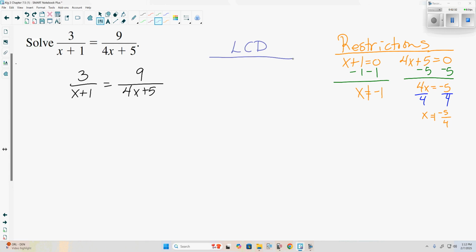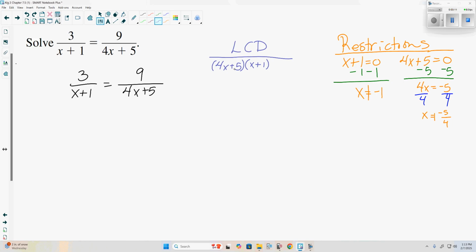Next thing we need to find is the least common denominator. It's going to help us solve this. Our two denominators are x plus 1 and 4x plus 5. One of our factors for the least common denominator has to be x plus 1, because it shows up in one of the denominators. We only need it once because it shows up once. What else do we need? 4x plus 5. And we only need it once because it only shows up once.